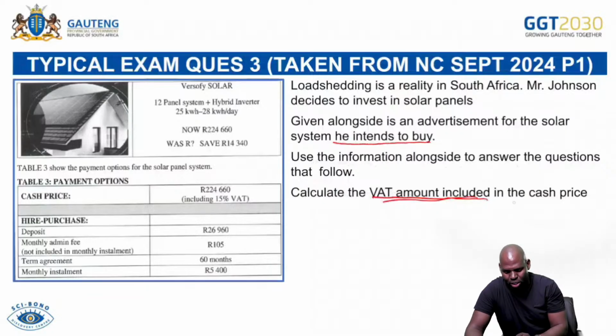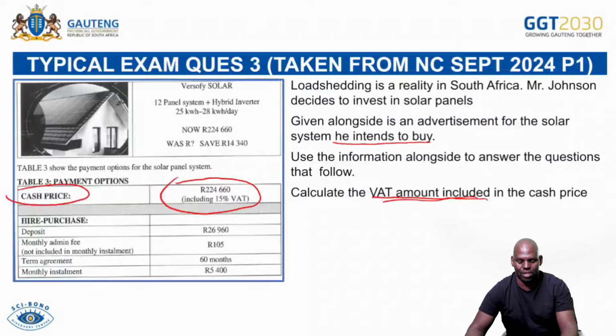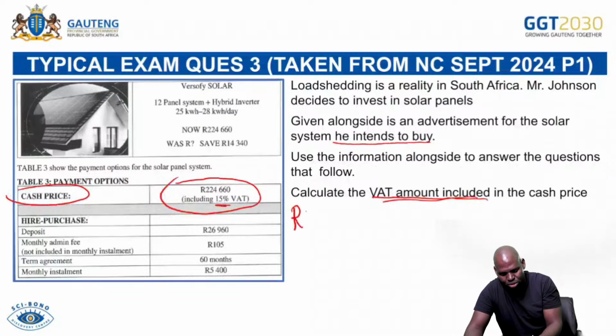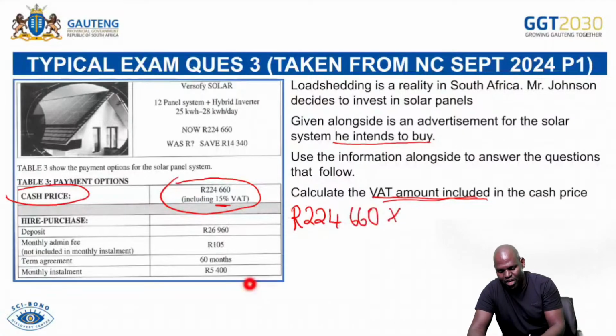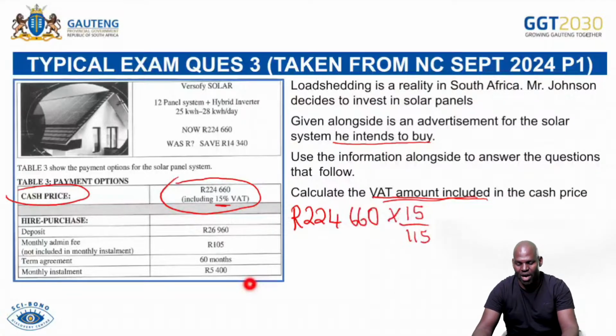Now calculate the VAT amount included in the cash price. So if you read the information, the cash price is 224,660, but they say this is including VAT, which is 15%. So what do you do in this case? Let us first write down the amount, 224,660. Then from an amount including VAT to VAT amount, we multiply by 15 over 115.